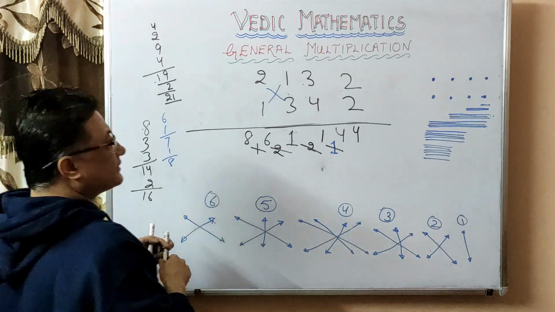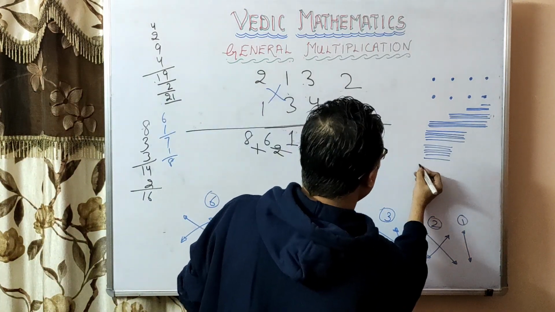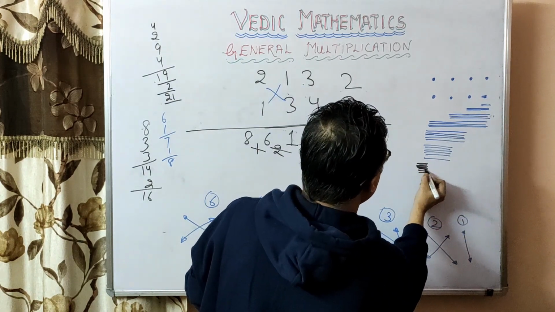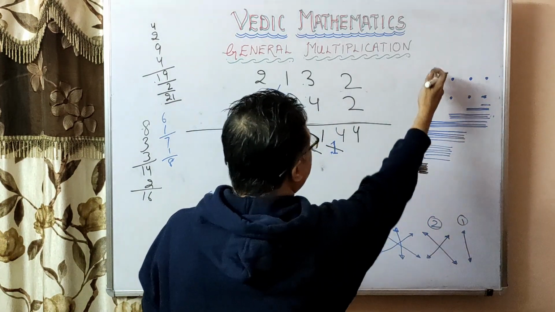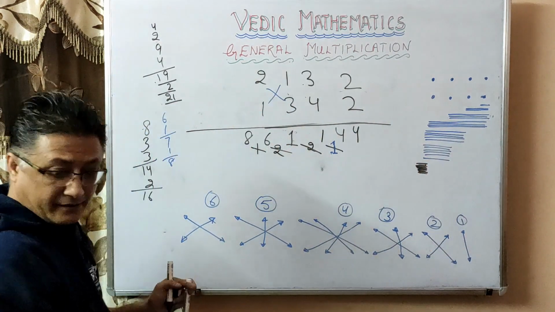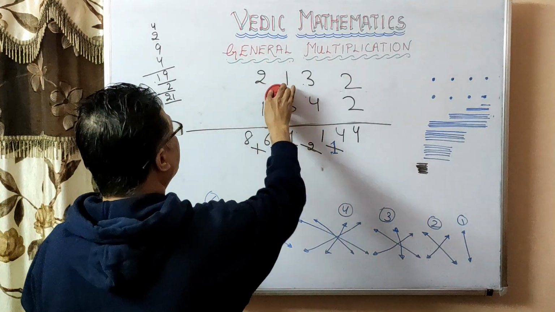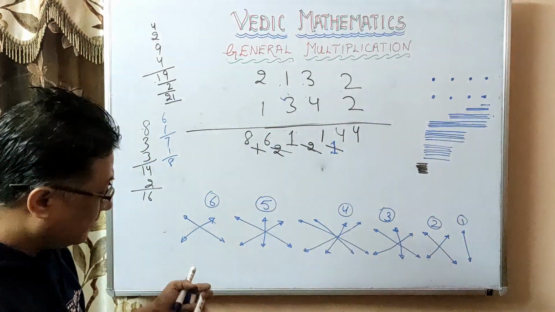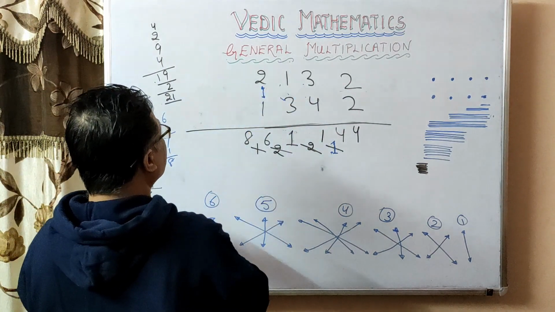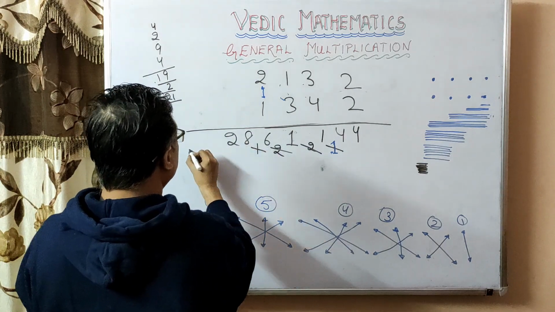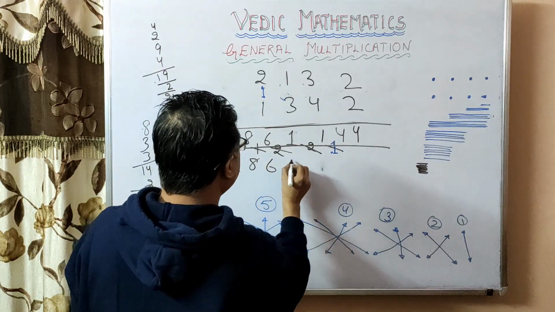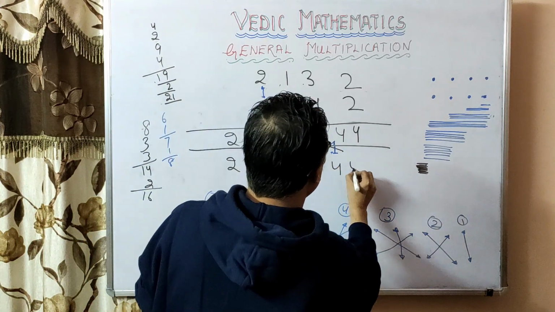And now for our final step, we'll consider only this. This will be our final step, step 7, and we'll consider only the remaining digits, that is 2 and 1, and for 2 and 1 we'll just multiply them with each other. This will be our final step, and 2 1s are 2. So this is our answer. 2, 8, 6, 1, 1, 4, 4.